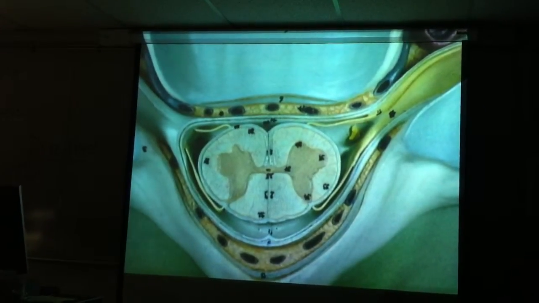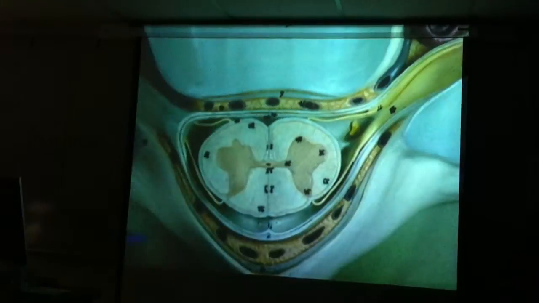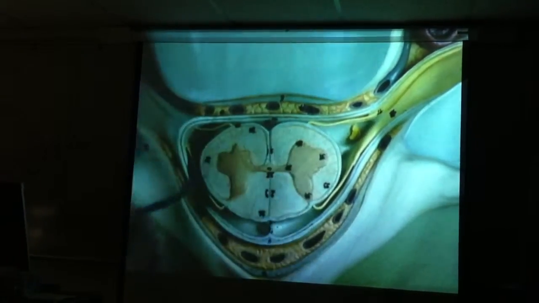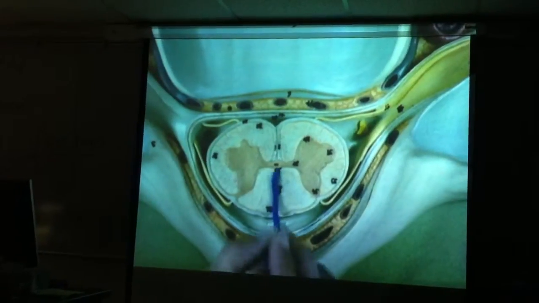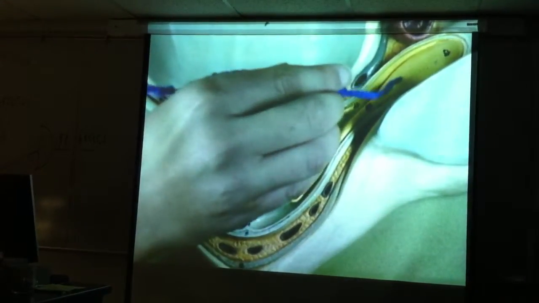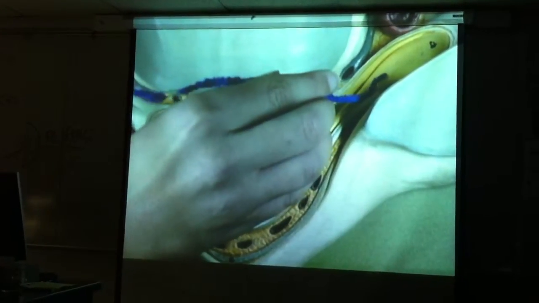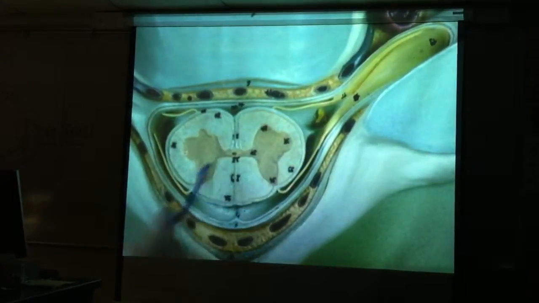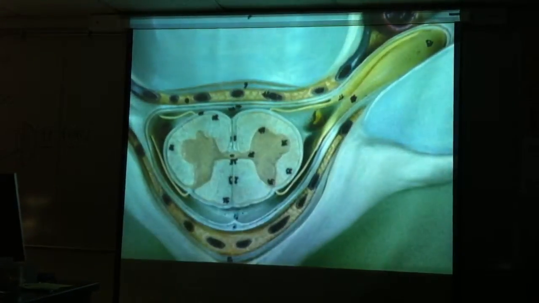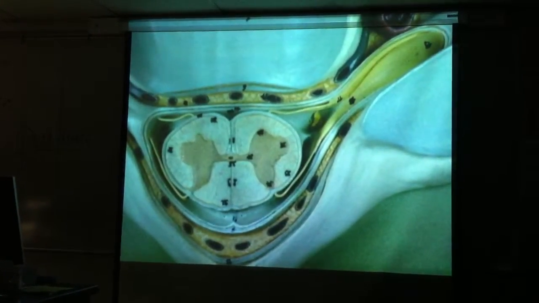For example, we have the anterior median fissure, which is much bigger than the posterior median sulcus. On top of that, we have a posterior root ganglion, which will help you identify this as posterior. The anterior root does not have a ganglion. So those are two things you can use to orient yourself.